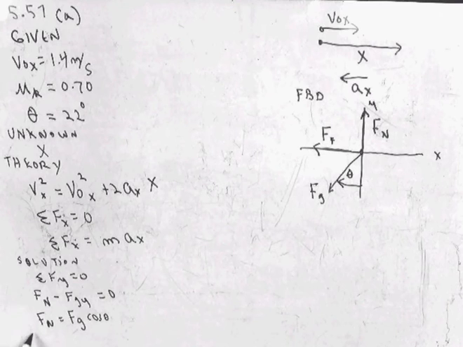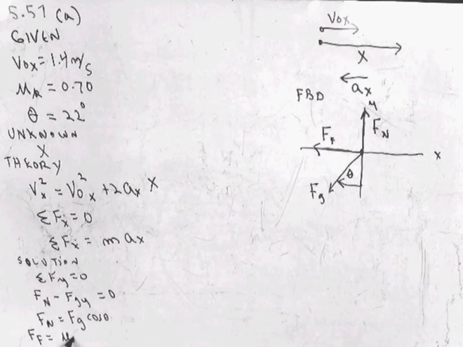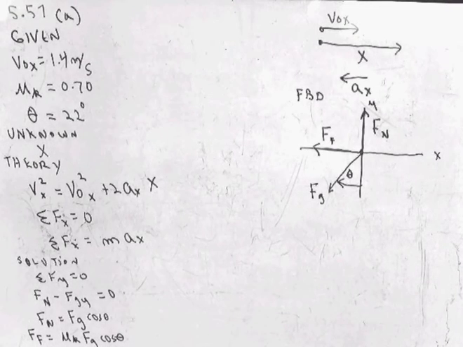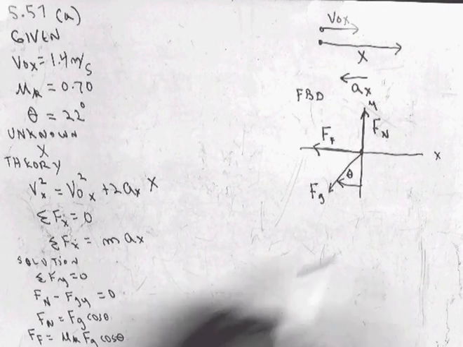And of course, the friction force would be equal to mu sub k times the normal force. So that's mu sub k Fg cosine theta. So there's what our friction force will be equal to. Now let's sum our forces.